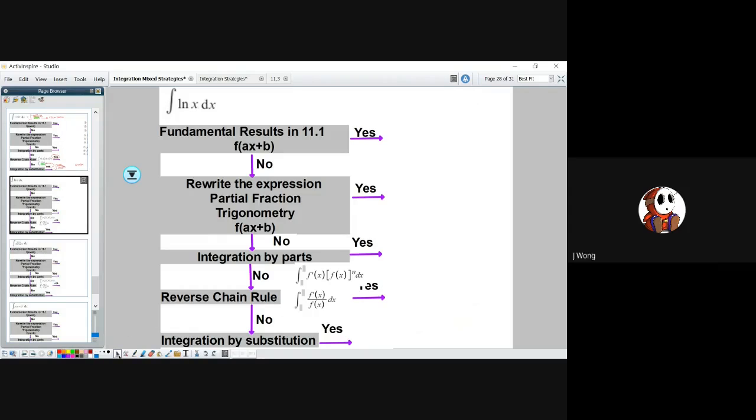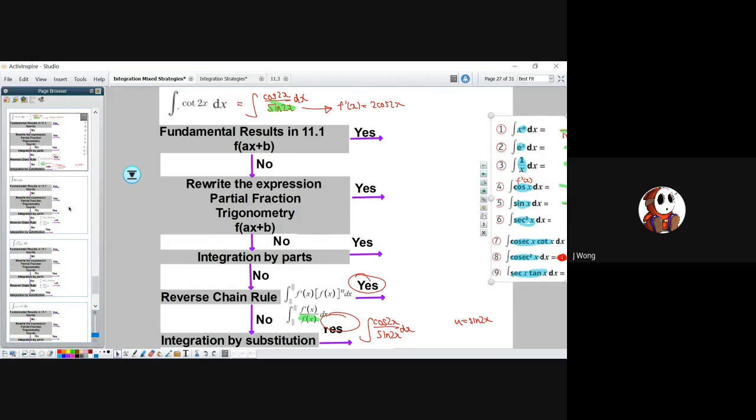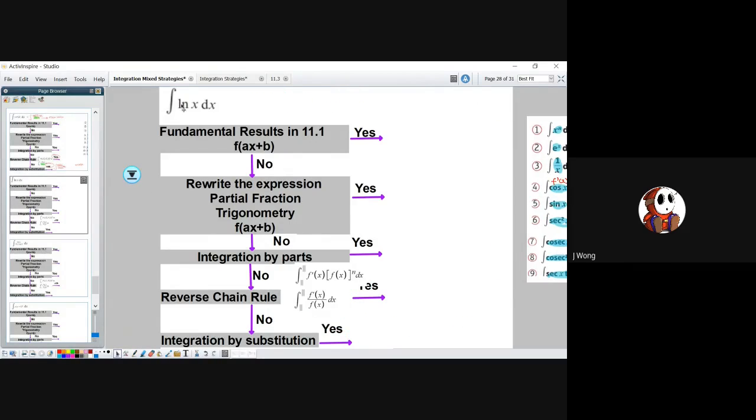Once again, feel free to pause it here and have a go yourself first. For the integral of ln x, it's not in the standard form, and I cannot rewrite that with partial fractions. So I'll start by looking at integration by parts. There are actually 2 different classes of functions here. One is ln x, another one is just 1 times. So I could use integration by parts for this question, where u is ln x, v dash is 1.